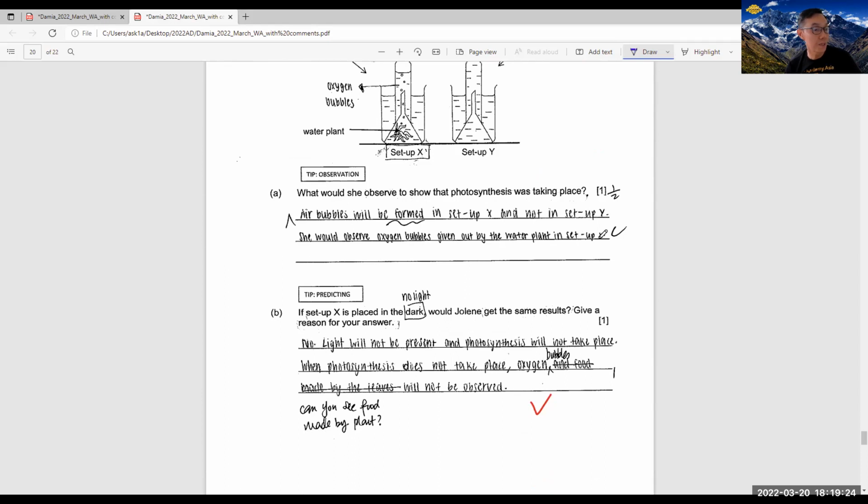Now, section B. Okay, these questions, she got it correct. It's only some careless mistake here because the oxygen is produced by the plant and not the water. So the proper answer should be, she would observe oxygen bubbles given off by the plant in setup X.